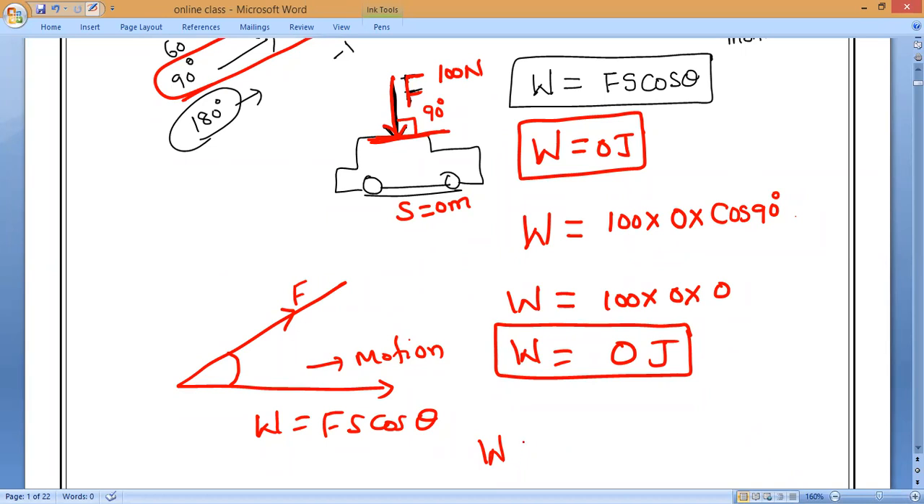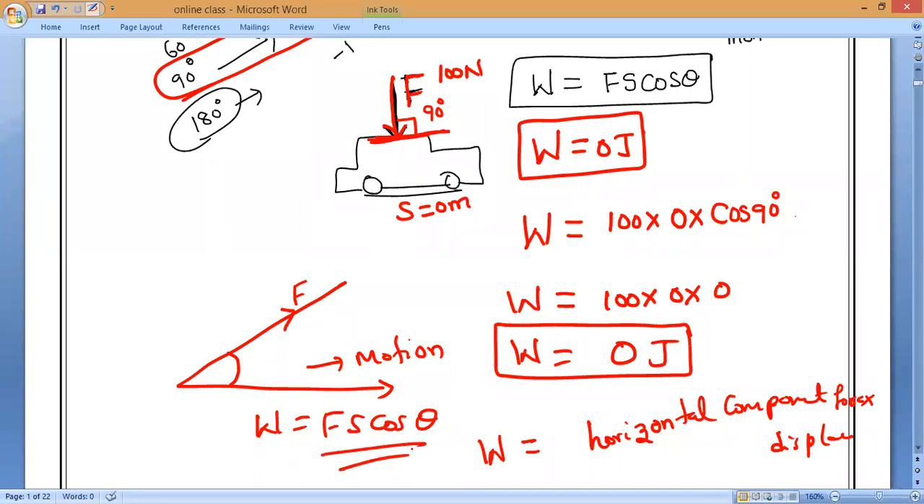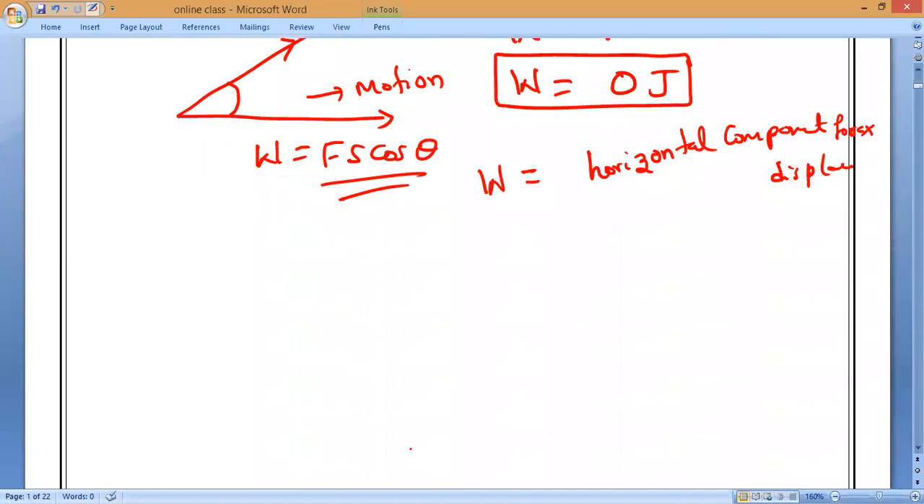Horizontal component. Understanding? Work done is equal to the horizontal component of force into displacement. Then the formula is Fs cos theta. If it is the vertical component, if the body is moving in this direction and I am applying the force in this way, this is the direction of force. Now the displacement will be in this way.